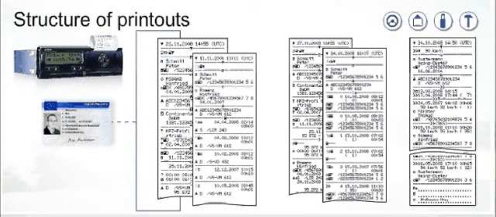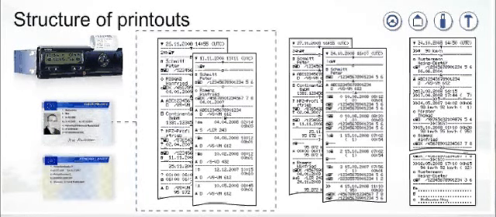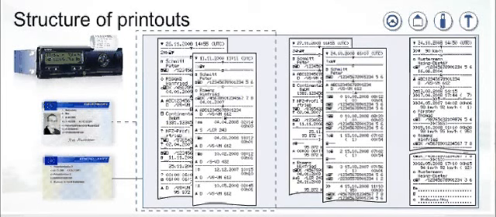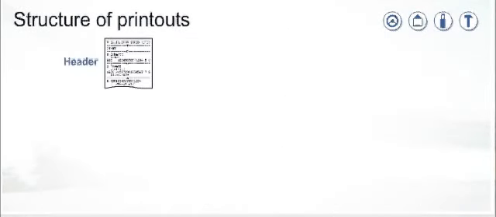Which printouts are available depends partially on the authorizations of the inserted cards. This means that a driver can only print out their own data with their driver card. An inspecting officer, on the other hand, can print further data on the vehicle. Each printout consists of a header, a main section and a footer.